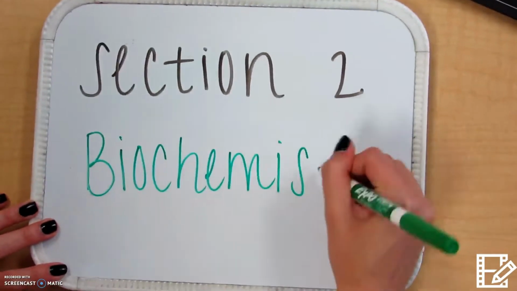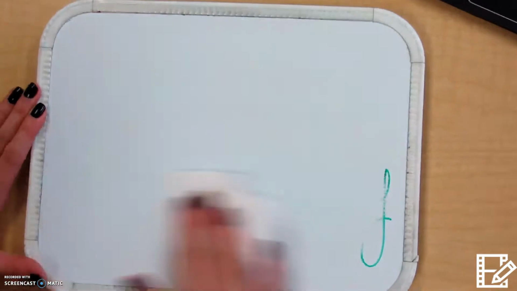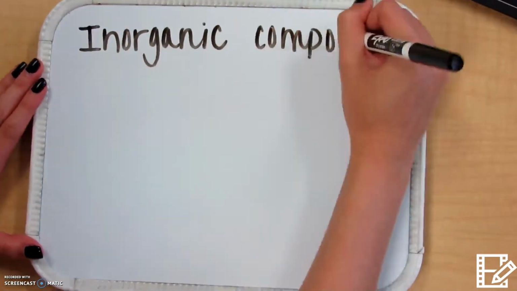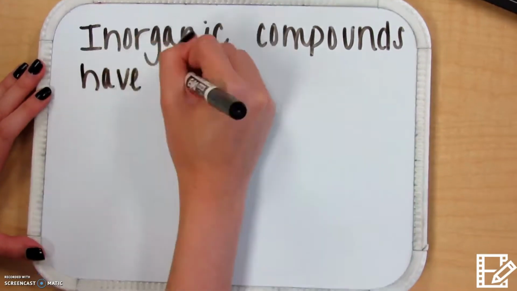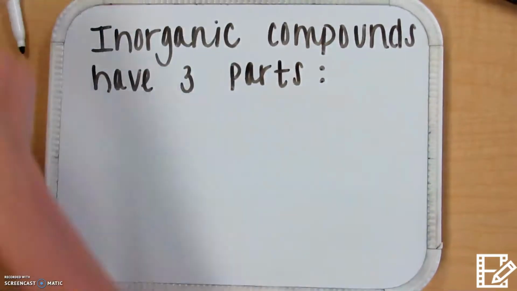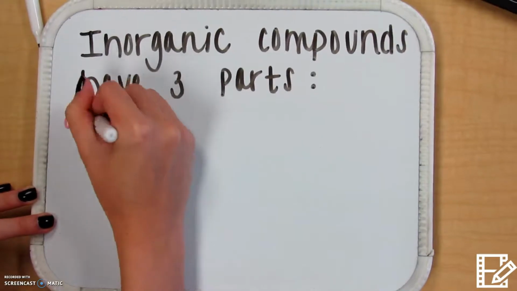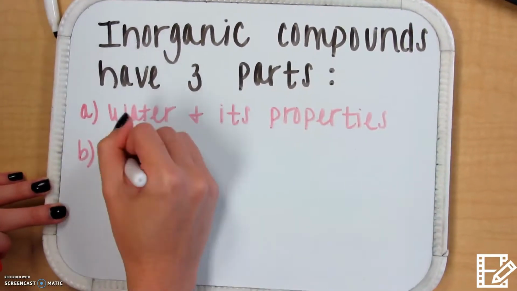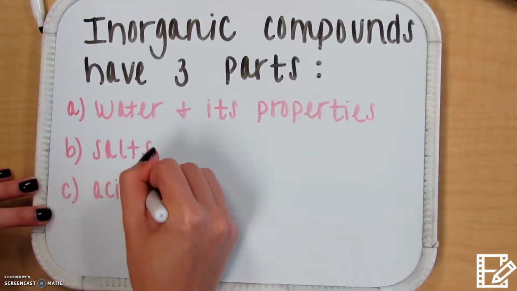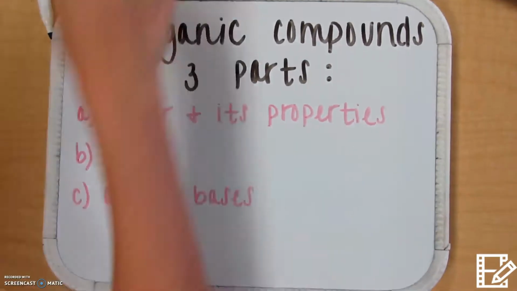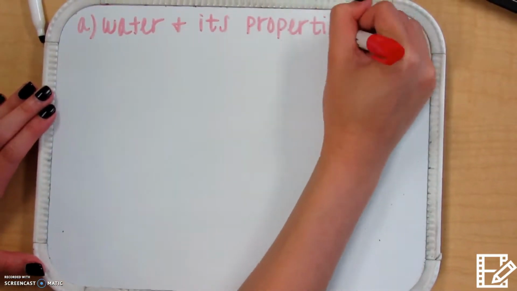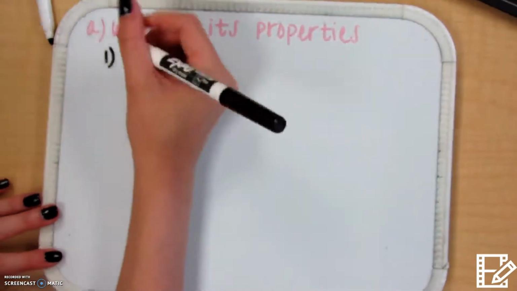Now on to the second section of this chapter, biochemistry. Before we begin, we need to talk about the inorganic compounds of biochemistry. Inorganic compounds are anything else. Water and its properties. You need to know that water is inorganic.